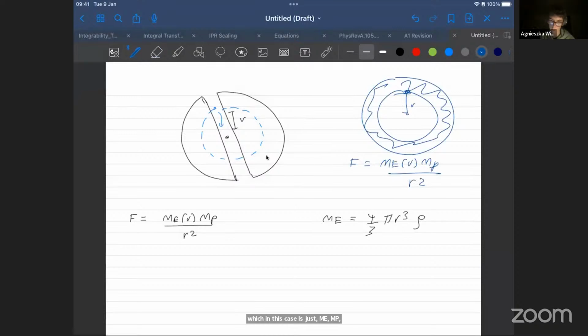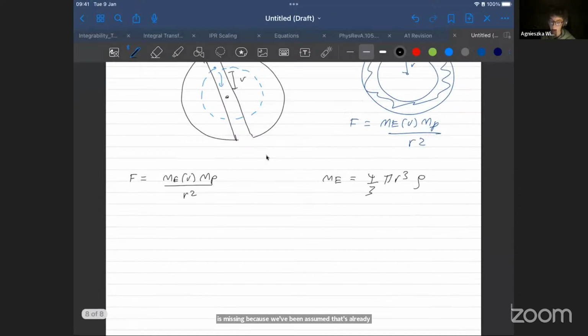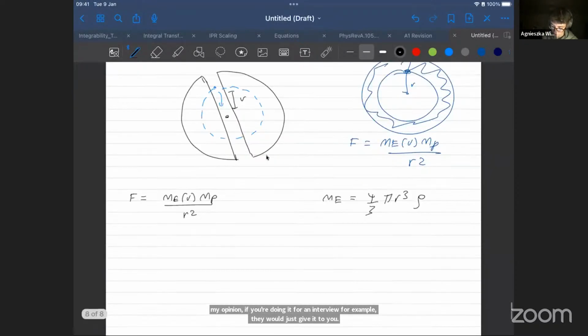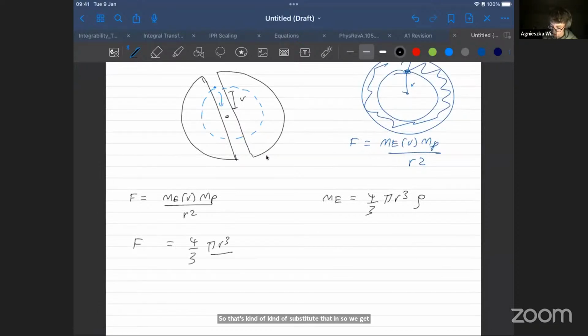And because the tunnel is so thin, it's okay to not take into account that you have a tunnel and the mass is missing, because we're going to assume that's a really thin tunnel and the Earth is very, very big. So we have this equation for our force, which, in my opinion, if you were doing this for an interview, they would just give it to you. So let's substitute that in. We get that F is equal to 4/3 pi r cubed over r squared times m_p, which is equal to 4 pi r over 3 m_p, like so.